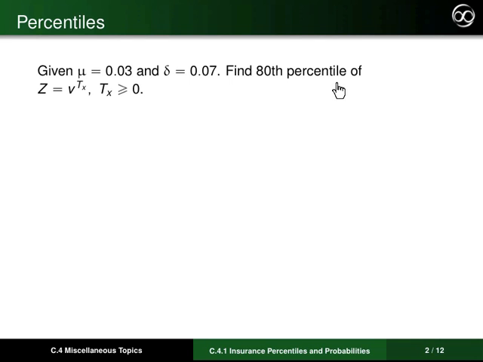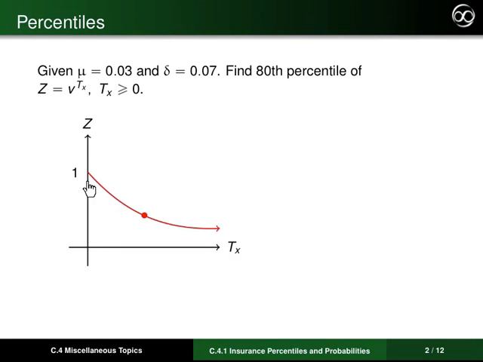So I'm trying to find the 80th percentile of this Z. Anytime I try to find a percentile of any random variable, the first thing I do is graph all the possible values for that random variable. So let's do that now. Remember, that graph is called the pain curve. So on the y-axis I put the present value random variable, and on the x-axis I put the future lifetime. So for instance, if the person age x died immediately, then the pain to the insurance company would be 1, because I'd pay $1 immediately, and the present value of that dollar then would just be $1. And then these are all the other possible values, e to the minus delta T_x.